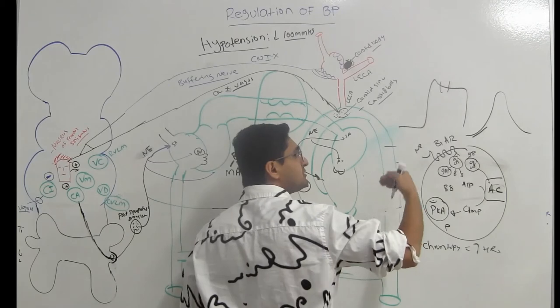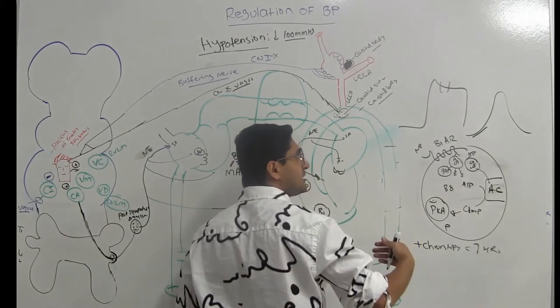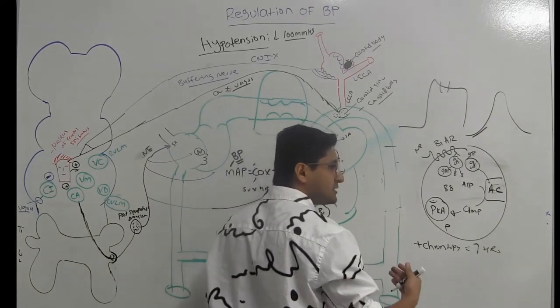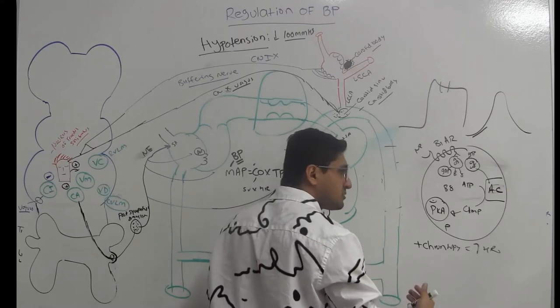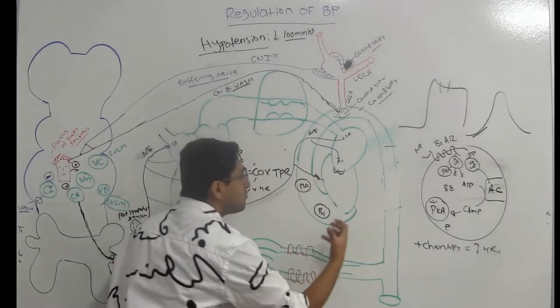And when they amplify, what happens? More calcium will come in, so more calcium in the cytoplasm, right? Which causes an increase in cross-bridge formation, and then you'll have a positive inotropic action, which basically means more contractility happens.